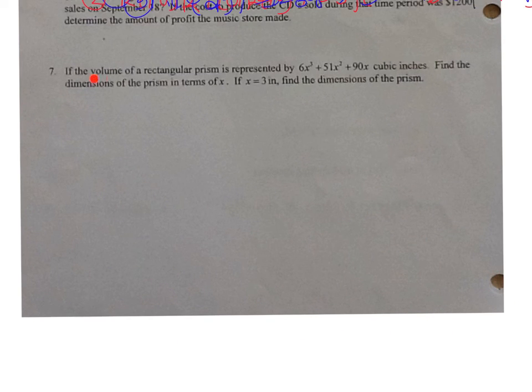Okay, so number 7, the volume of a rectangular prism is represented by this polynomial in cubic inches. If x is equal to 3 inches, find the dimensions of the prism. All right, so the volume of a rectangular prism is length times width times height. They're giving you the volume: 6x to the third plus 51x squared plus 90x.